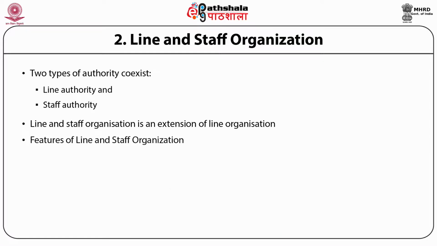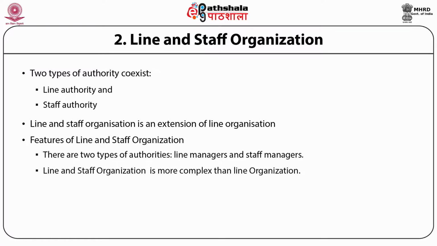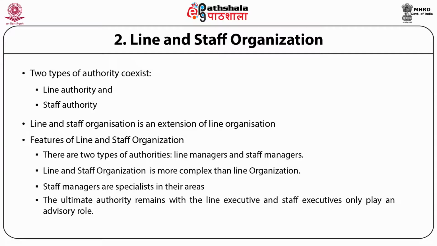Features of line and staff organization. There are two types of authorities: line authority and staff authority. Second, line and staff organization is more complex than line organization. Third is, staff managers are specialists in their areas and thus efficiency can be achieved. Fourth is, the ultimate authority remains with the line executive and staff specialists play only the advisory role. Fifth is, it is suitable for medium to large organizations.